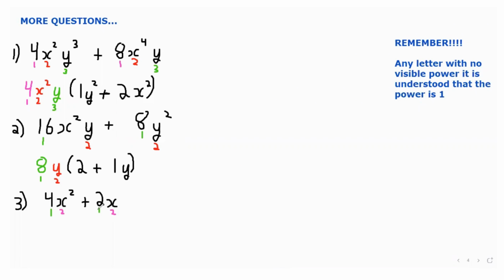So for ones, we have 4 and 2. So these are numbers, so the largest number that can go into 4 and 2 will be 2. Keep the number. And for the x squared and x, if you guessed it, it will be x, because that is the smallest power. Keep the number. So we open the brackets.